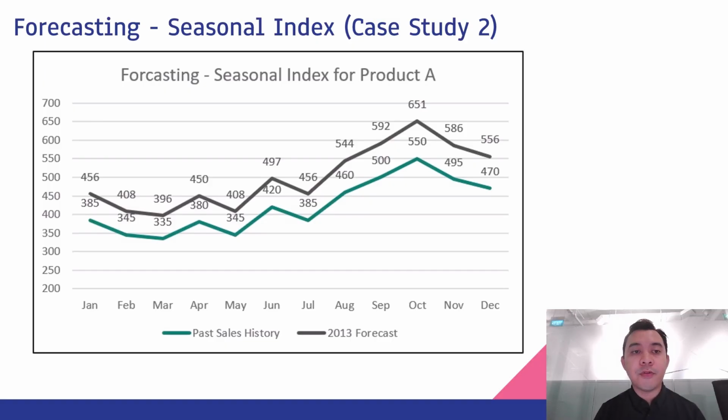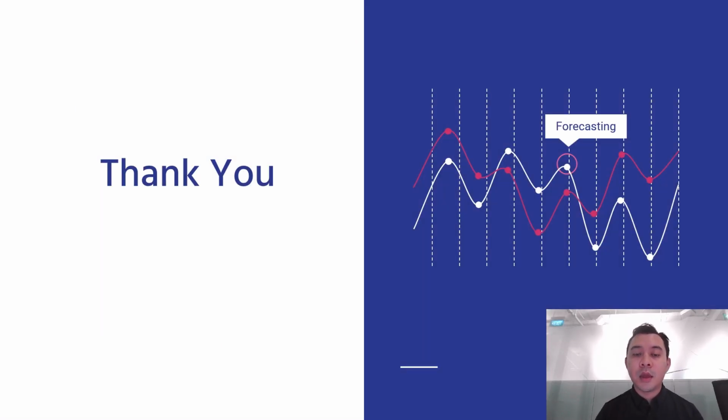Then, we can plot a forecasting graph using the seasonal index for product A. The lower graph shows the past sales history, while the upper graph shows the forecast value for year 2013. In short, the seasonal index helps us spot recurrent patterns, improve forecast accuracy, adjust for seasonal effects, and reveal the true underlying trends, supporting better planning, budgeting, and inventory decisions.